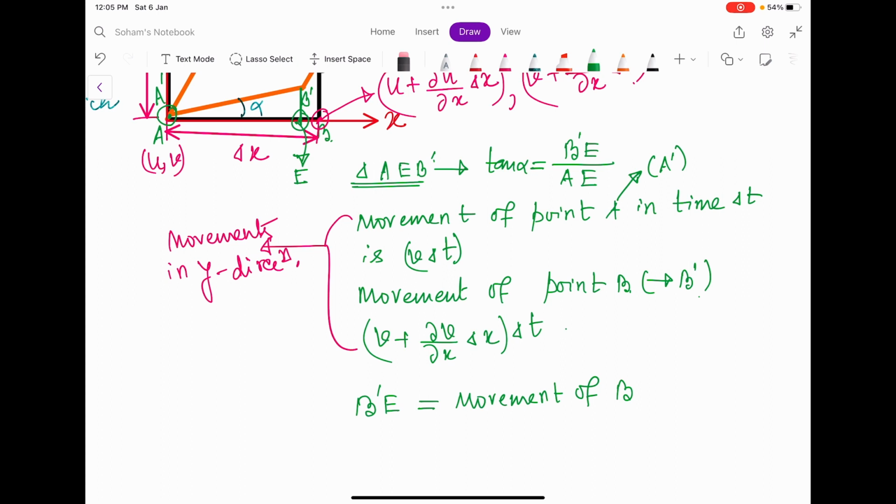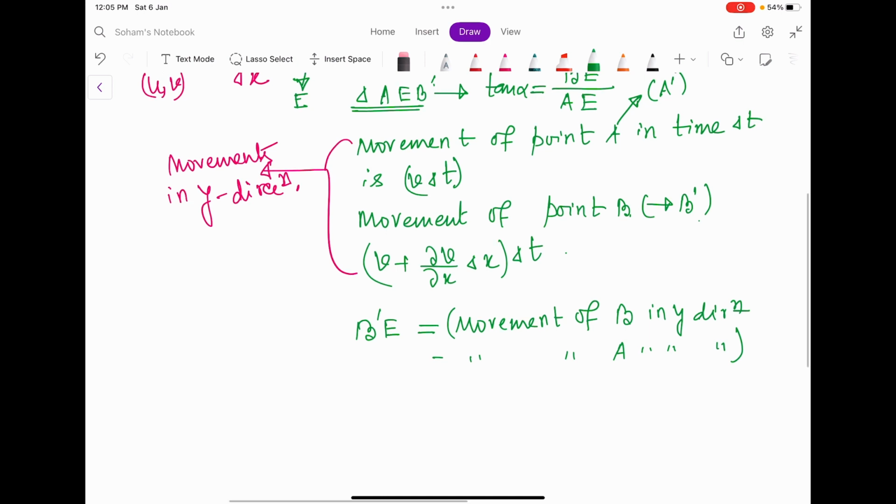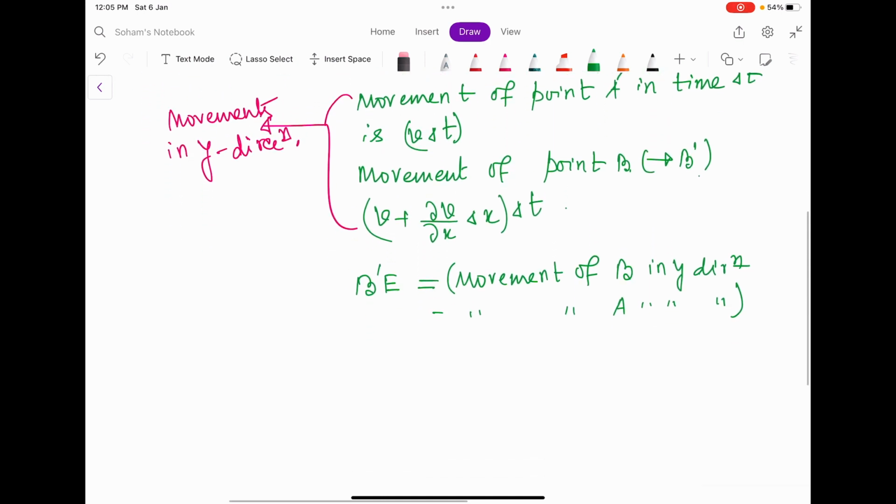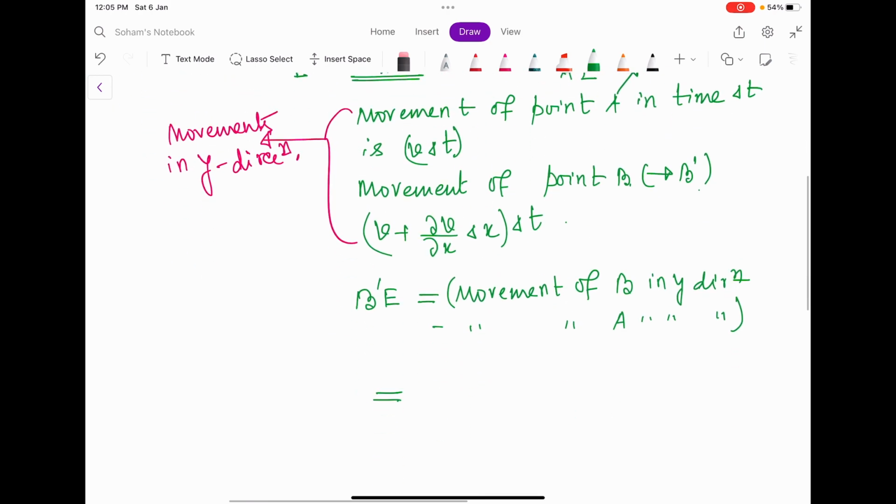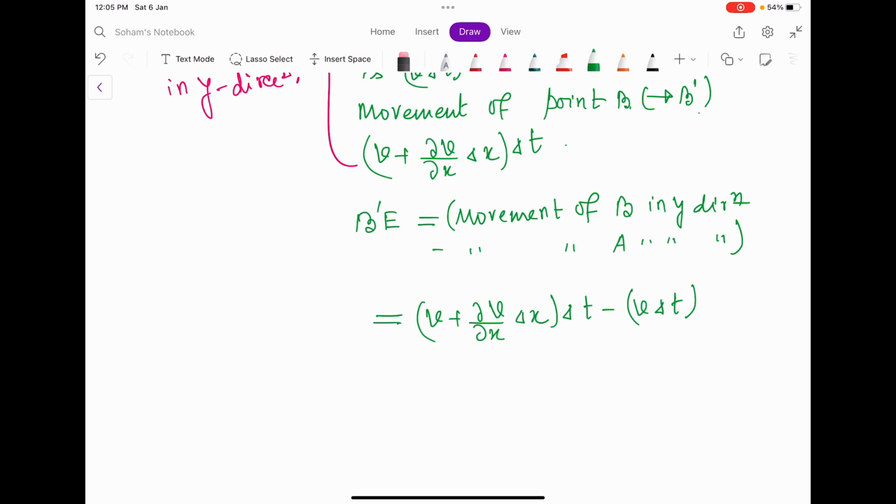Movement of B in y direction minus movement of A in y direction, right? Because initially they were both at the same level. Okay, so now what will this be? So movement of B is this one minus this one, right? So this will be del V del x del t. Okay, now we have this.